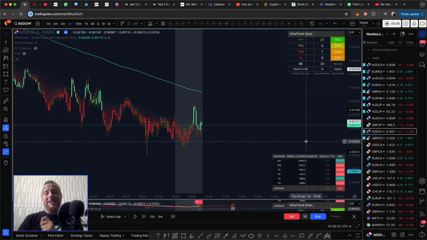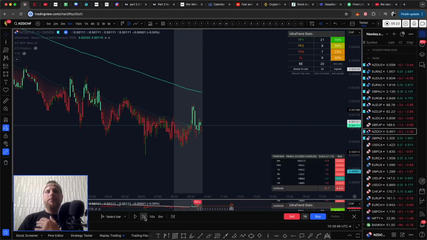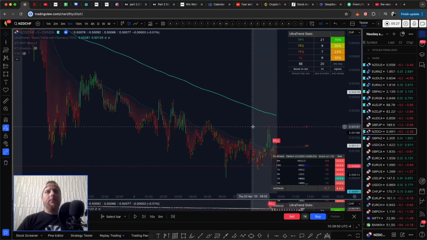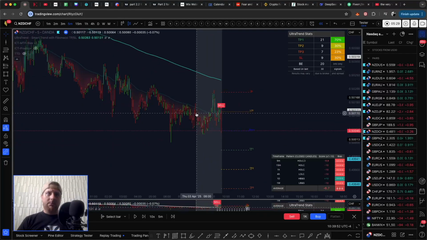Or is the bias not clear for today? Is it really worth entering with a higher lot size today or not? This is what this is going to tell you. So right here in this example, we are trending down. You see that we were trending down. New York session just opened.